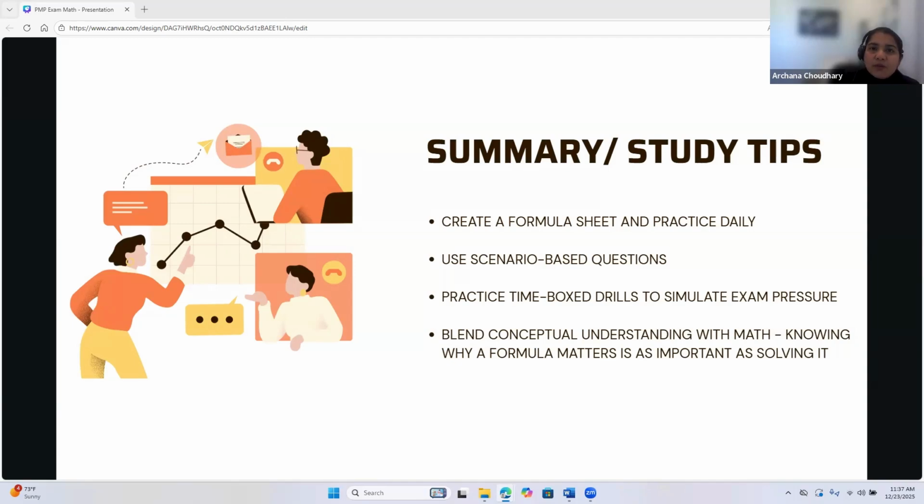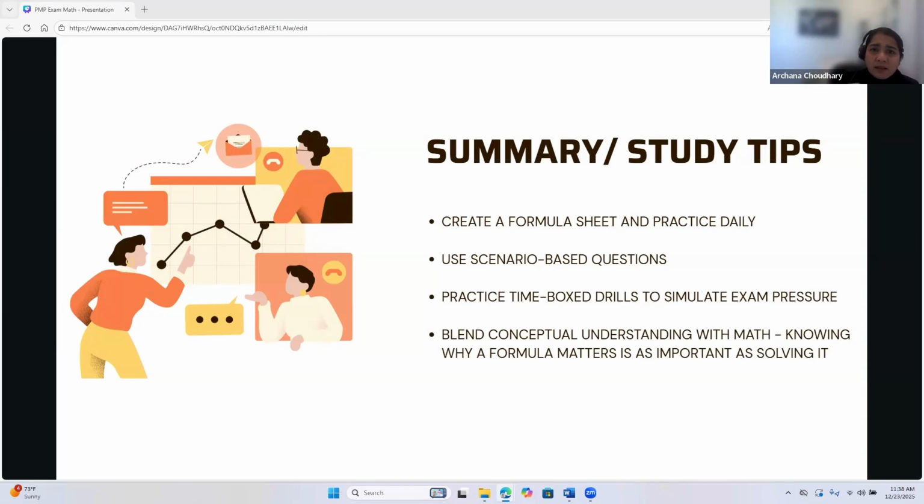Now, PERT estimation, what Palak mentioned a few slides back. Just remember that formula. PMP often tests range thinking on PERT as well. Optimistic is the best case, pessimistic is the worst case, and most likely dominates. If options are close, pick the one closest to M, most likely. Don't go for the extreme answer.